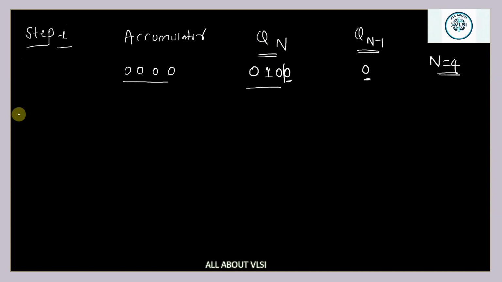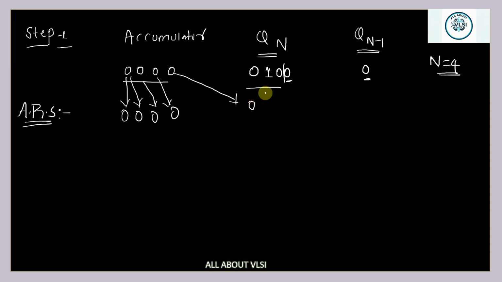So what happens if we perform an arithmetic right shift? In the case of an arithmetic right shift, the sign bit is not changed; it is restored. So here the sign bit will be the same, that is 0, and the rest will be shifted towards the right: 0, 0, and this is 0. This content will be shifted into the Qn register, and this will be 0, this will be 1, this will be 0, and this will be shifted towards the right side, that is 0.